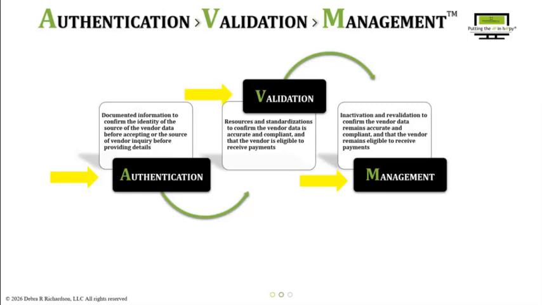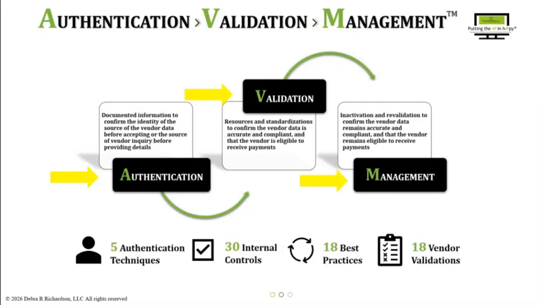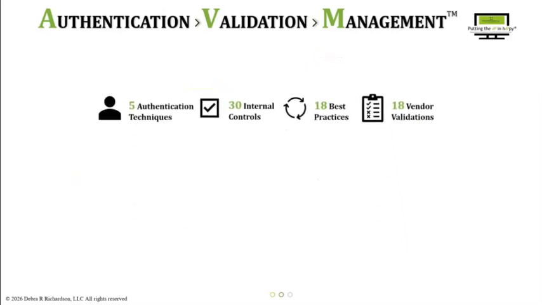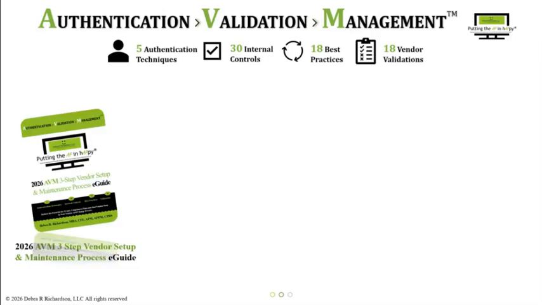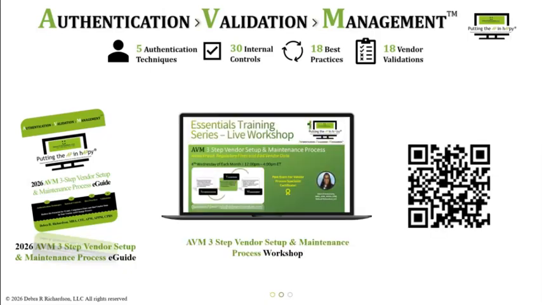This framework contains 5 authentication techniques, 30 internal controls, 18 best practices, and 18 vendor validations. They are all in the 2026 AVM 3-step vendor setup and maintenance process e-guide. And we walk through each during the 3-step vendor setup and maintenance workshop that is live every fourth Wednesday of the month, or you can watch it on demand anytime.